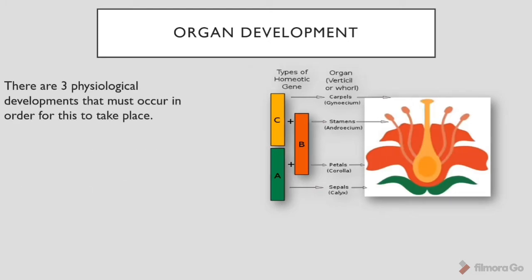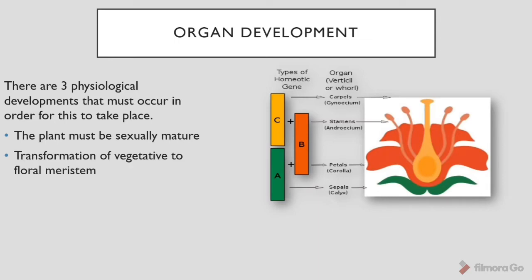There are three physiological developments that must occur in order for this to take place. First, the plant must be sexually mature. Second, the transformation of vegetative to floral meristem. And finally, the growth of the individual organs.